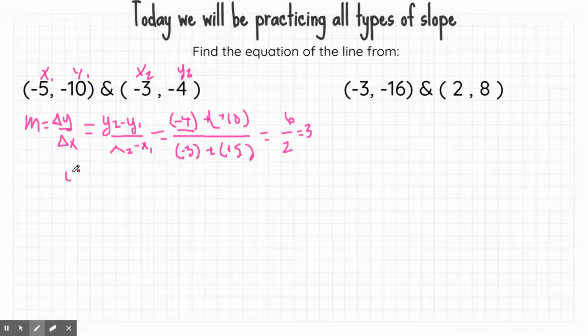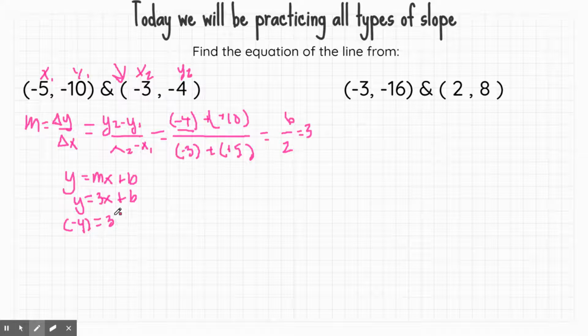So now I'm going to take my slope-intercept form, which is y equals mx plus b. And I'm going to plug in 3 for m. And I'm going to plug in one of these points to find my b. I'm going to pick this point right here, okay? So that means I'm plugging in -4 equals 3 times -3 plus b. Okay, 3 times -3 is -9 plus b is -4.